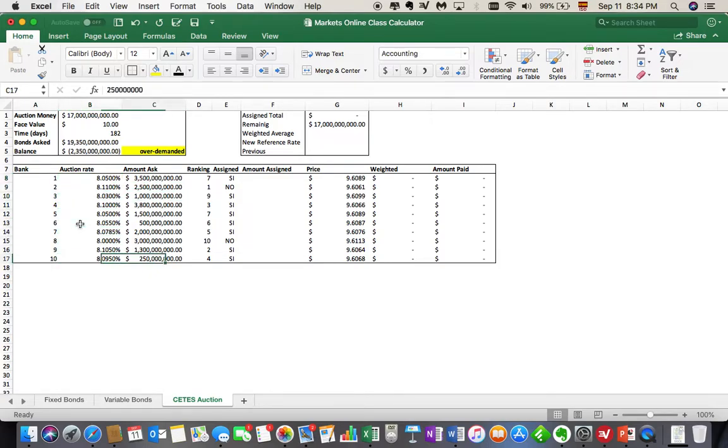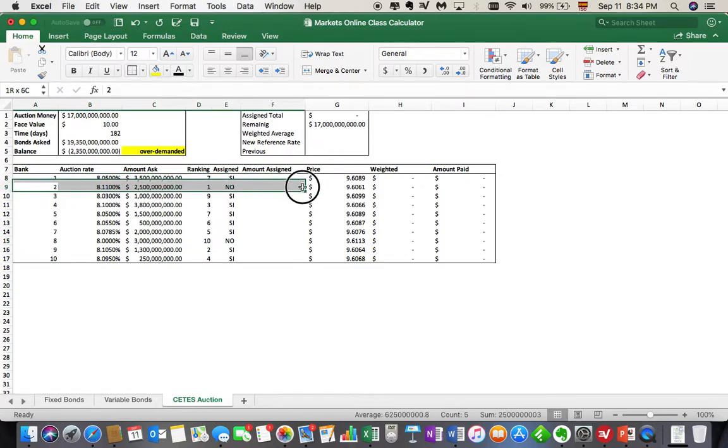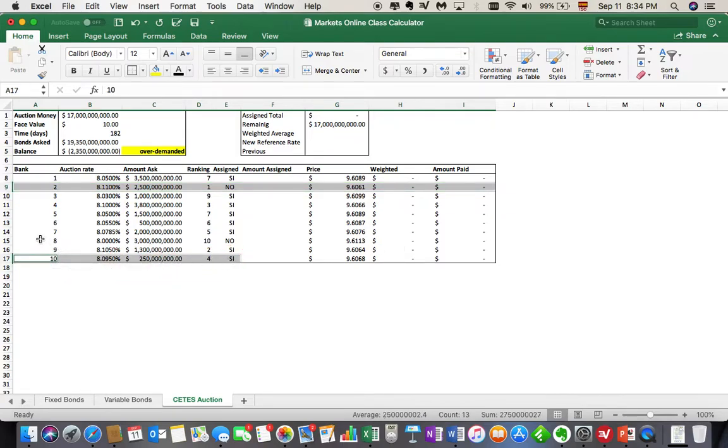Okay, now this is how it works. Banxico ranks all these banks according to the rate. Okay, so I just use the rank function here, and it will give me the ranking of every bank. The first bank has the highest rate, and the last one has the lowest rate. Okay, now for statistical purposes, Banxico eliminates the first and the last bank.